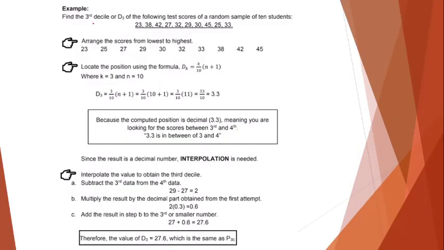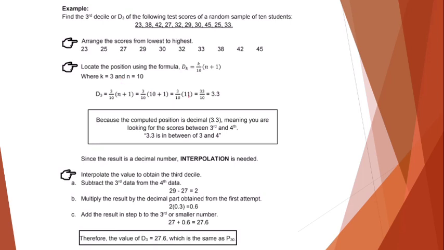Find the third decile, or decile 3, of the following test scores of the random examples of test 2. So, una muna, arrange siya from highest to lowest. Then, locate the position. Di ba kahit sa exam in real life, ina-arrange natin siya from highest to lowest, or lowest to highest. So, locate the position using the formula D sub K, where K is equal to 3, and n is equal to 10.